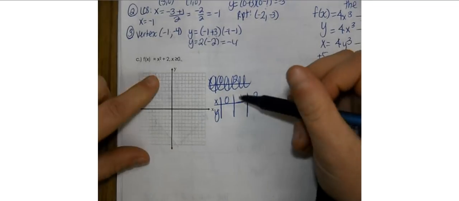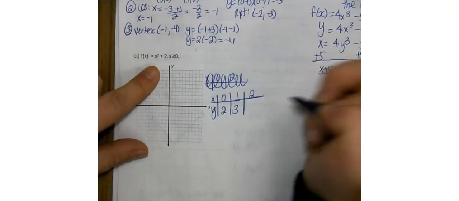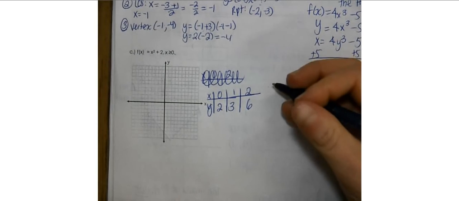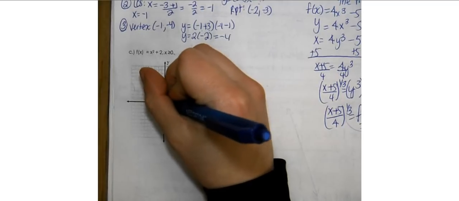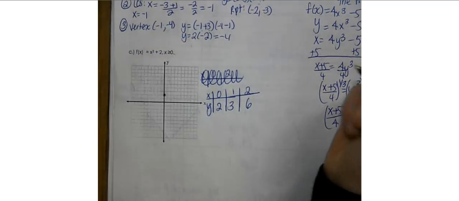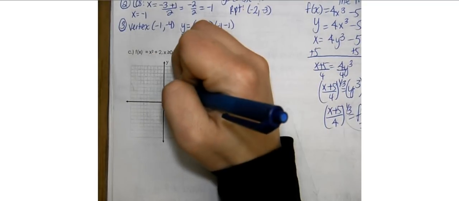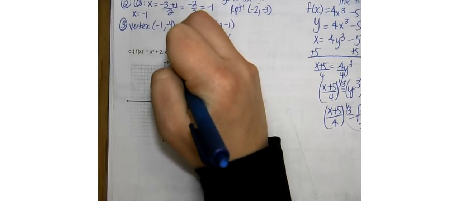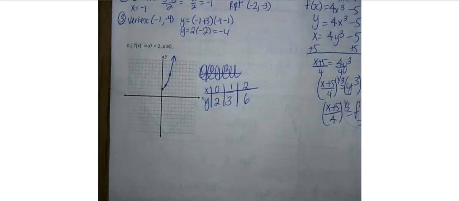So when I plug 0 in, I end up getting 2. When I plug 1 in, I get 3. And when I plug 2 in, I get 6. And that should be good enough. So I'm going to plot these points. Plot 0, 2, and 1, 3, and 2, 6. And I'm only going to graph the side where x is greater than or equal to 0.